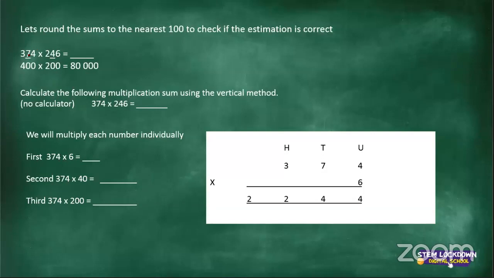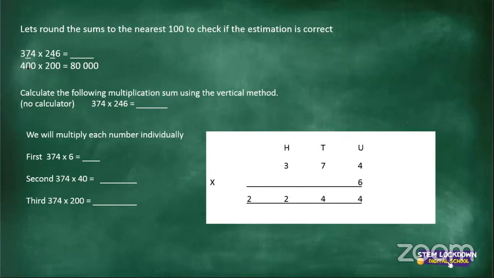Look at the number, then look at your neighbor next door. When you look at your neighbor next door, if the number is 5 or more, then your neighbor goes 1 up. So the 374 becomes 400. So let's look at the 246 here at the top. So if I have 4 or less, you look at your neighbor next door. If it is 4 or less, then your neighbor stays the same and the rest of the numbers become 0.